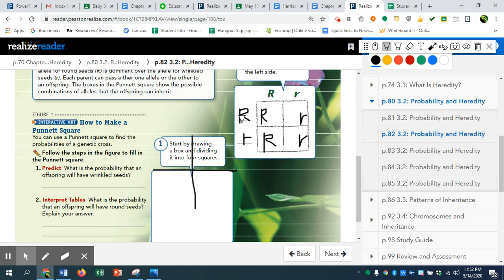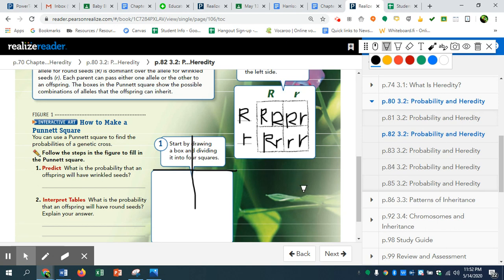Okay, so now let's go over to the mom's traits. Her R is next to these 2 boxes. So we're going to put her capital R here and her capital R here. Now her other trait, her recessive, even though she's round, she's a carrier for the wrinkle, just like the father. That lowercase r is next to these 2 boxes. So we're going to put a lowercase r here and a lowercase r here.